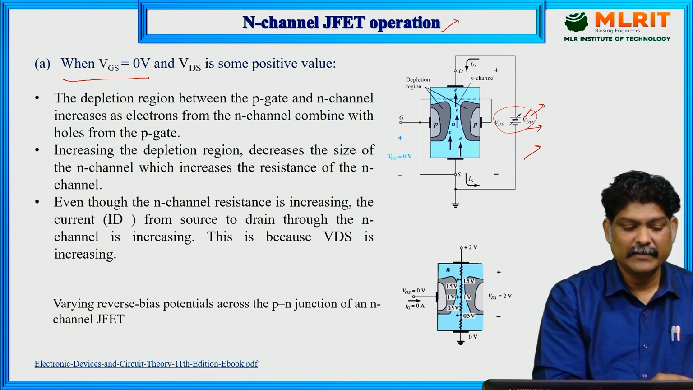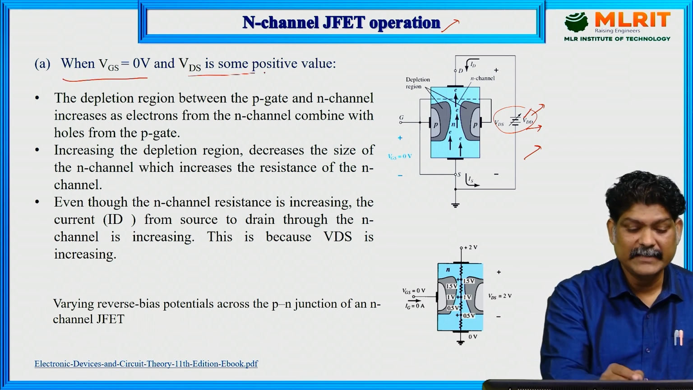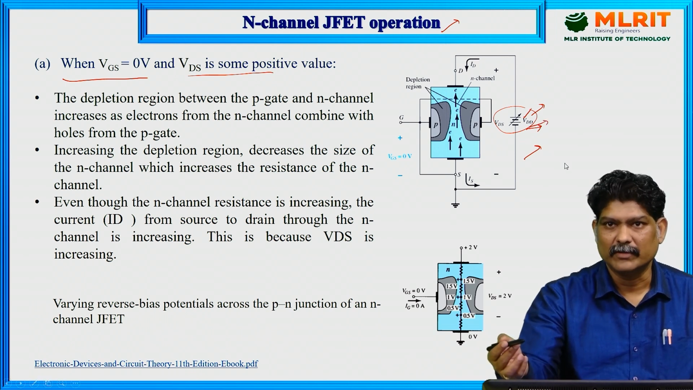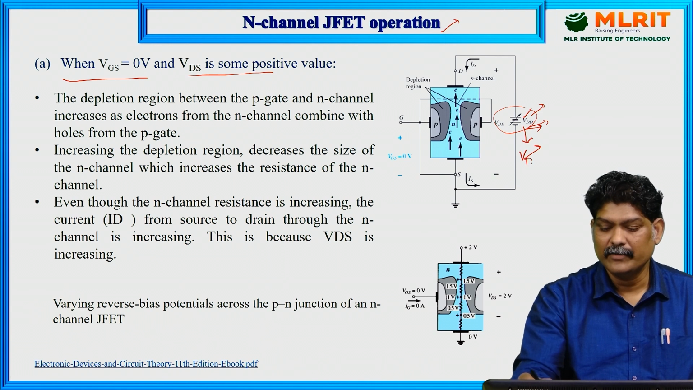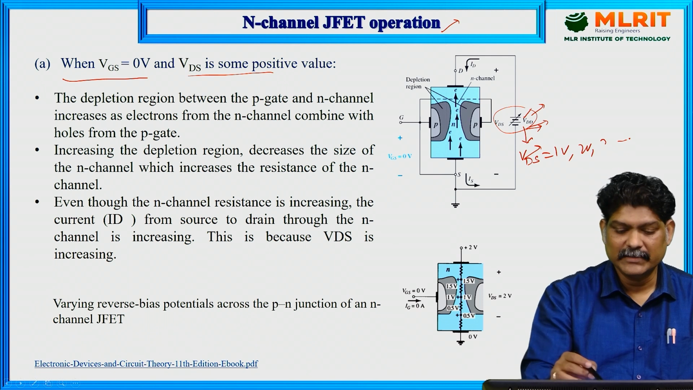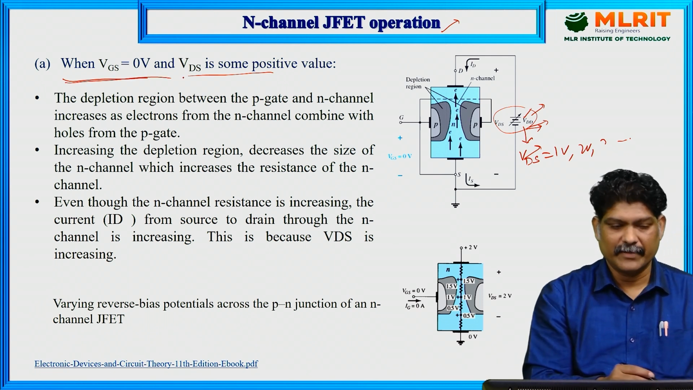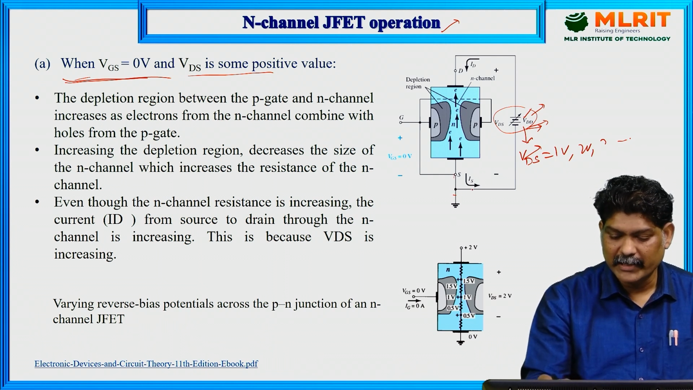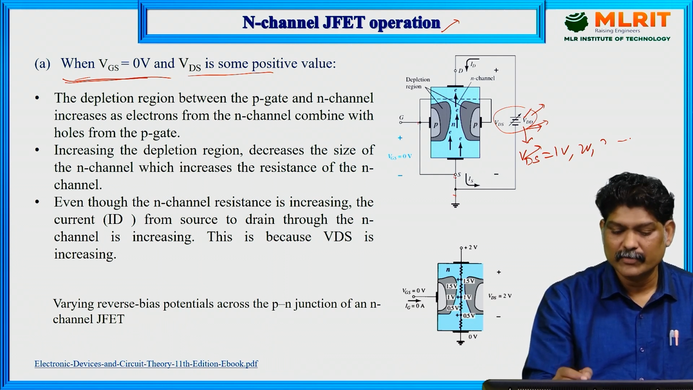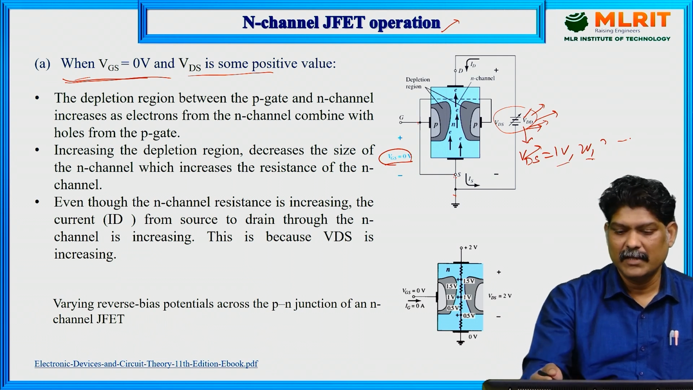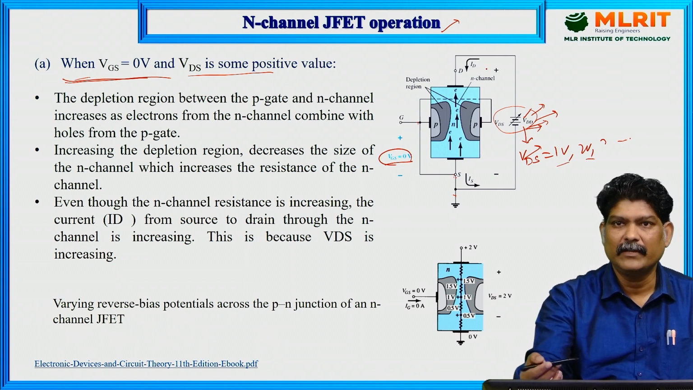First case, when VGS is equal to 0 and VDS is some positive value. VDS may be 1 volt, 2 volts, and so on. So this is the first operating condition, when VGS is equal to 0. I already told you that the source is connected to negative here. If you connect this gate and source, obviously VGS is equal to 0 volts, and we are giving some VDD, 1 volt, 2 volts, or 3 volts, which is the voltage between drain and source.